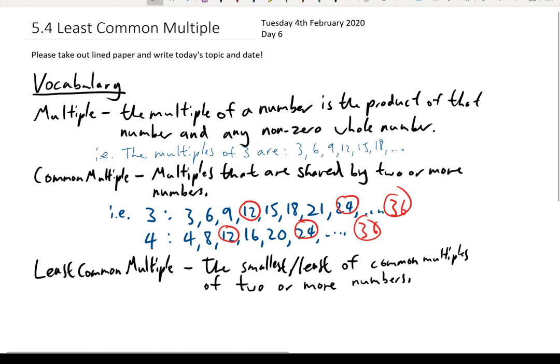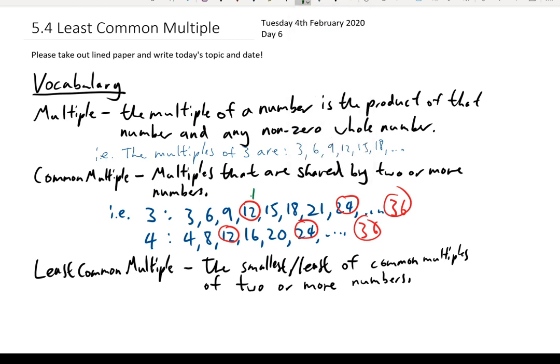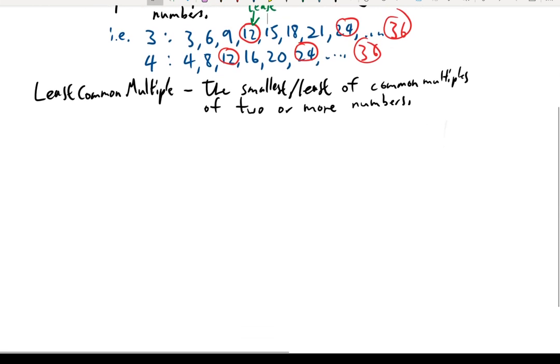If we look back at our common multiples here, the smallest will be this one over here. Let's do green. This will be the least out of these three common multiples, 12, 24, and 36. 12 is the least, so 12 will be the least common multiple of them. Okay, so let's go straight into our first example.